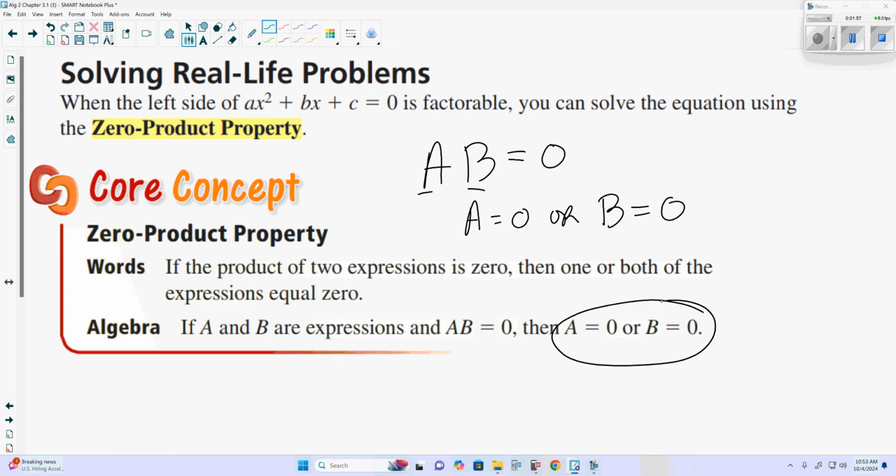Now, it doesn't have to be two things. We can have two or more things. As long as we have a product of multiple things, two or more things being multiplied together and it equals 0, one of them has to be 0. That's the only way this works.